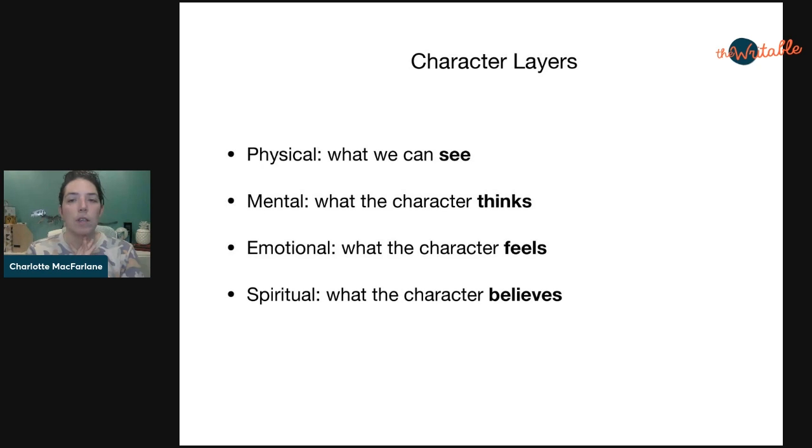And so underneath the surface, there's always the mental level, right? That's what the character is thinking. And if you've got a close viewpoint, if you're writing first person, or if you're writing third person close, you may share some of those actual thoughts. You might, in italics, you know, whatever it is that they're thinking.